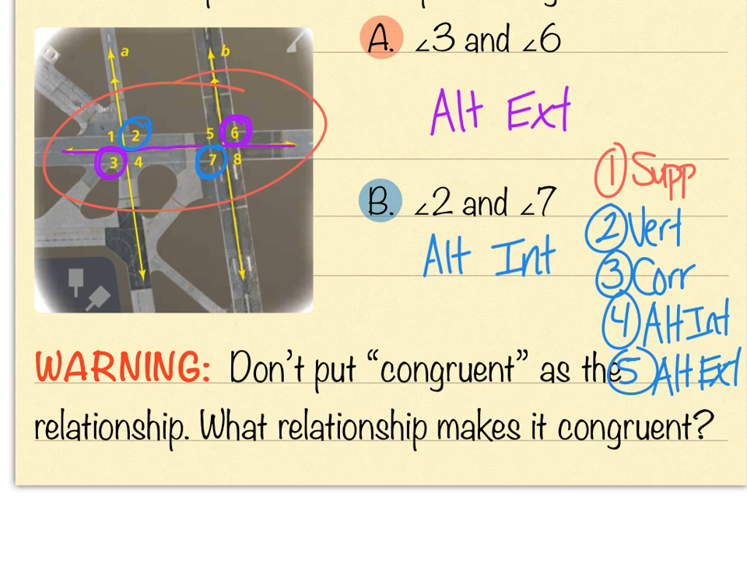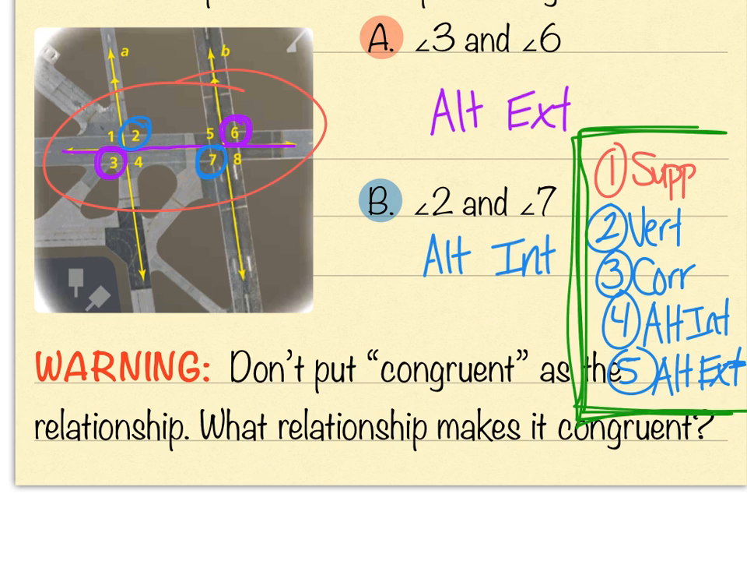But what I don't want you to say is that they're congruent. 4 of the 5, so 80% of the angle relationships, already say that they're congruent. That's not what I'm looking for. When we are talking about these new vocab words, we have to actually use one of these 5 to describe the angle relationship. So do not put they're congruent. Describe why they're congruent. Is it because they're vertical? Is it because they're corresponding? Is it because they're alternate interior or alternate exterior? What makes them congruent angles?